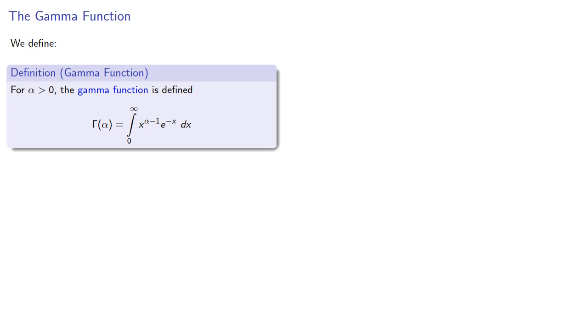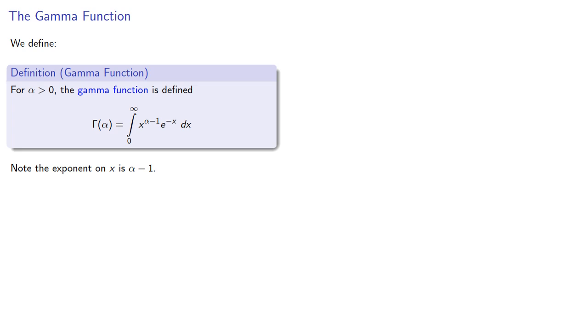Now, factorial isn't well defined if n isn't a whole number, but integrals can use any power on x. And this allows us to define the following. For alpha greater than 0, the gamma function, and this is the Greek capital letter gamma, is defined by this integral. And one thing to note, the exponent on x is actually alpha minus 1. There's a reason for that that'll become apparent in a second.